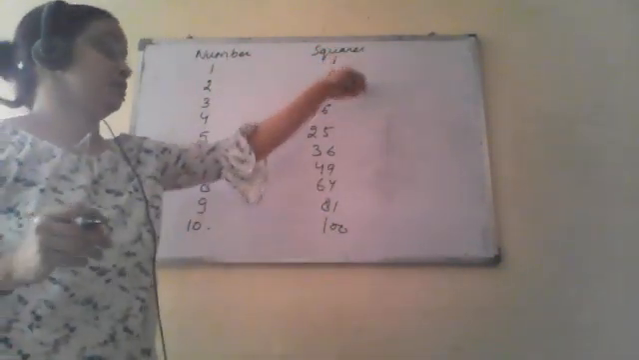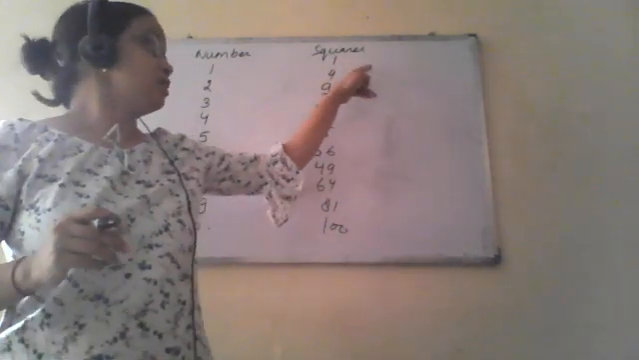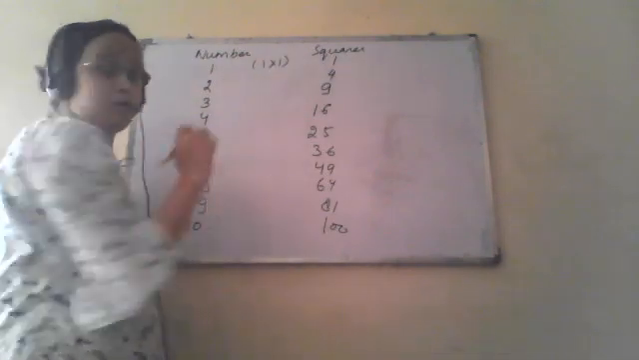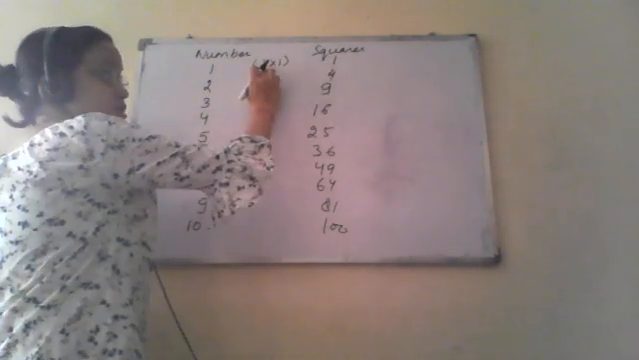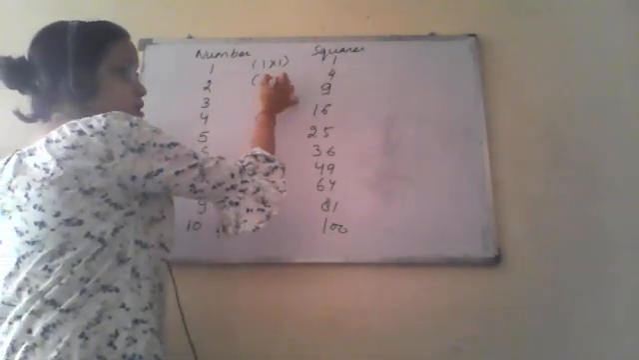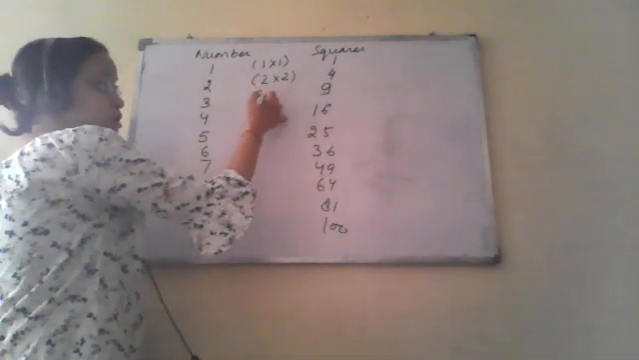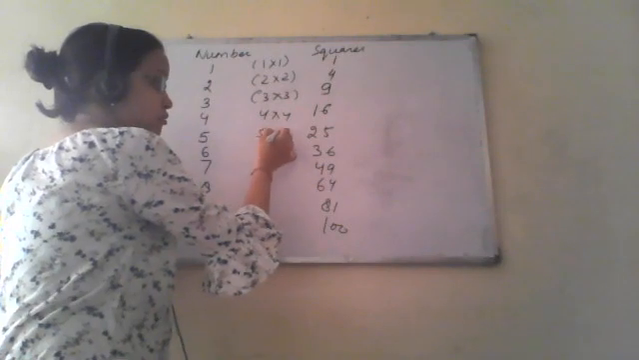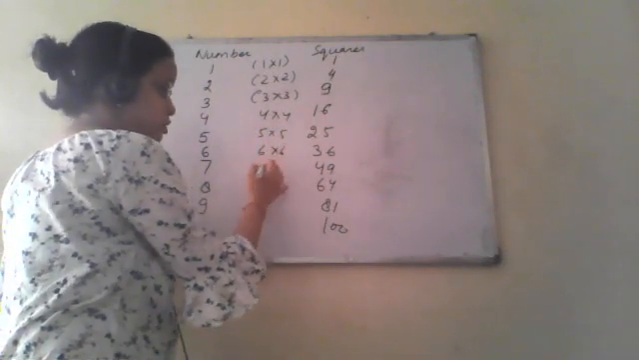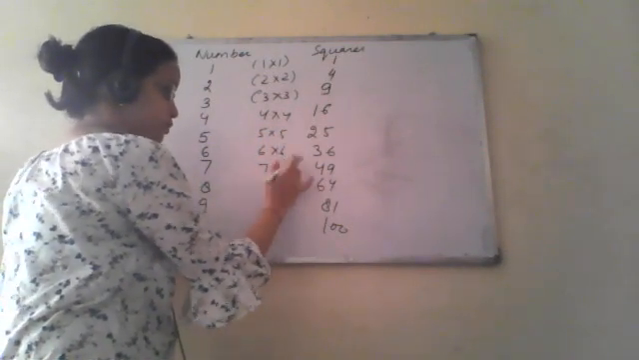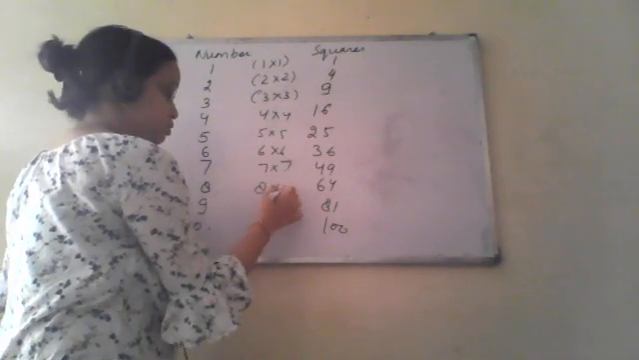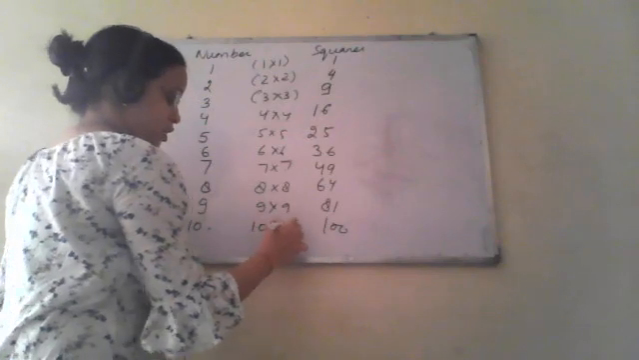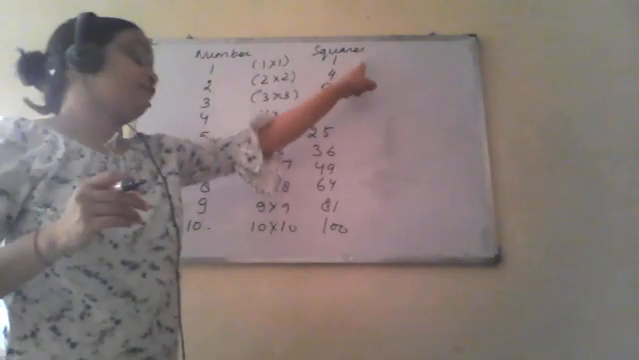These numbers can be expressed as a product of the same number. That is, 1 can be expressed as 1 into 1, 4 as 2 into 2, 9 as 3 into 3, 16 as 4 into 4, 25 as 5 into 5, then 6 into 6, 7 into 7, 8 into 8, 9 into 9, and 10 into 10. So these are perfect square numbers.